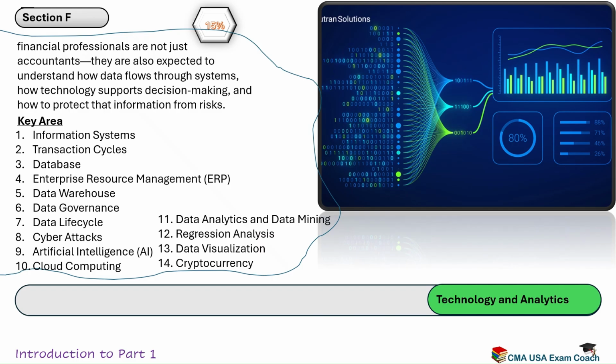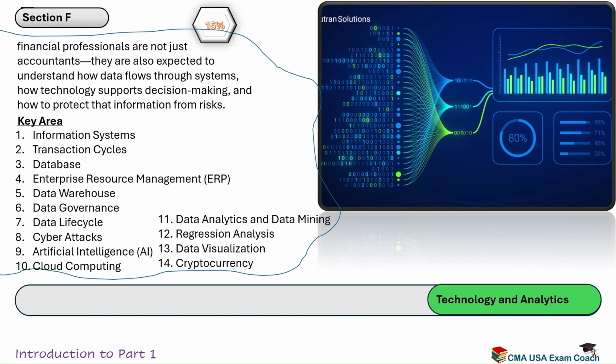Transaction cycles describe how business activities flow, from sales to cash, or from purchases to payments. For example, the revenue cycle starts when a customer places an order and ends when cash is collected. Similarly, the expenditure cycle involves purchasing goods and paying suppliers. Understanding these cycles helps you track data movement and detect errors or fraud.